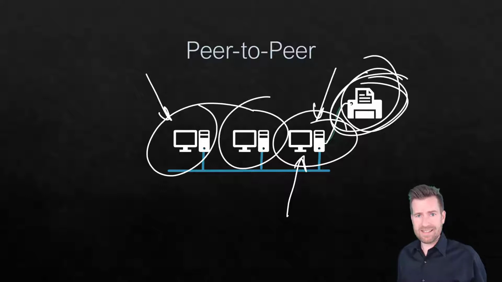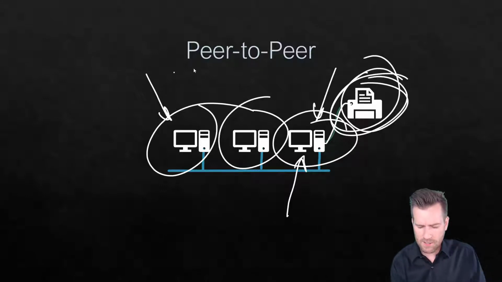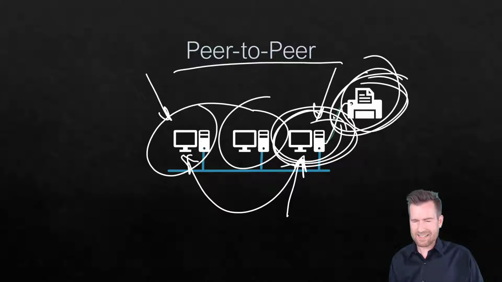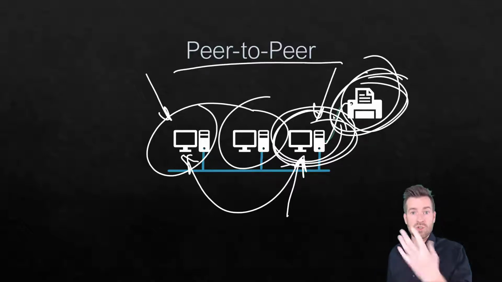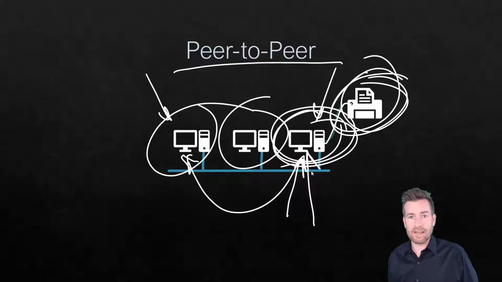So in essence, there's still a client-server relationship, except the difference is when it's peer-to-peer, that means that these devices are really at the same level. So this device right here is still a client machine. There are still users that are getting onto this machine and utilizing this machine for their day-to-day workload.